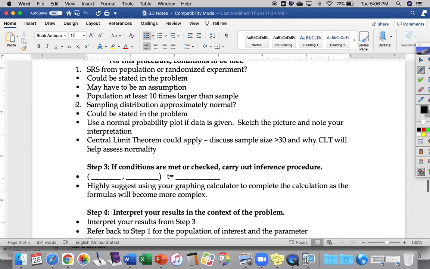And then assessing normality, which was basically we say, can we use a T distribution? Number 1, could be stated that the population is normal. Number 2, use a normal probability plot, which we just showed you. Sketch a picture on your notes. And number 3, if the sample size is greater than 30, this is for saying it's safe to use T distribution.